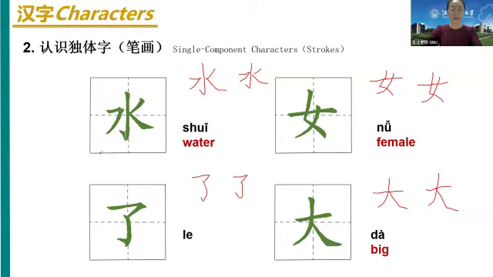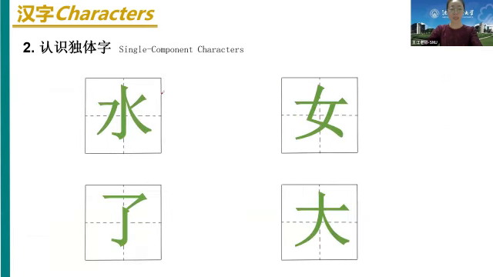Okay, so that's the 4 Chinese characters we have learned in lesson 5, and that is the assignment for you this week. So how to read the first Chinese character? How to read it?